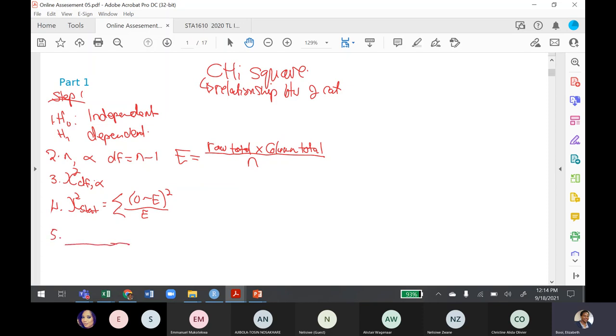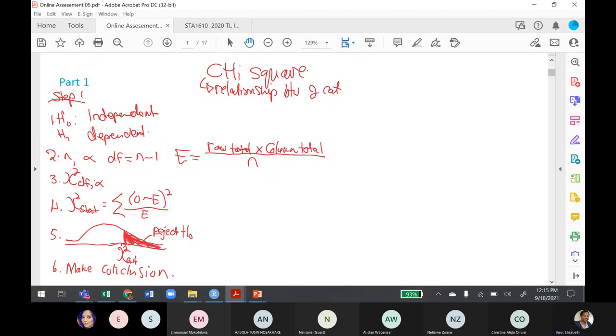Once you have calculated this, then you can make your decision, using your critical value. With chi-square, we only have one region of rejection, and you will use your chi-square critical value, found on the table using your degrees of freedom and alpha. When the statistic falls in this area, we reject the null hypothesis. Then step number 6, you make your conclusion. So you need to know all these steps in order to do the chi-square test.